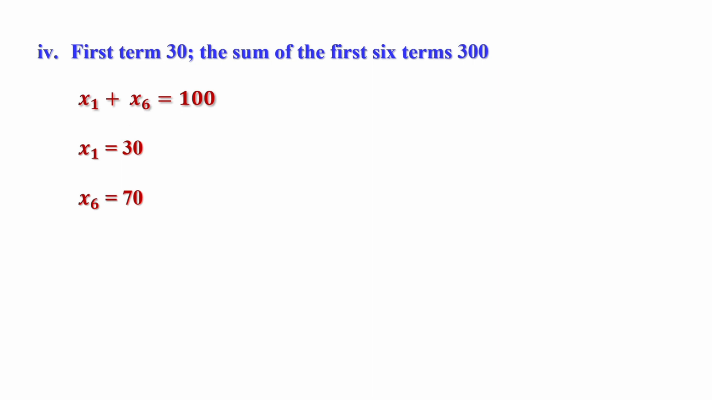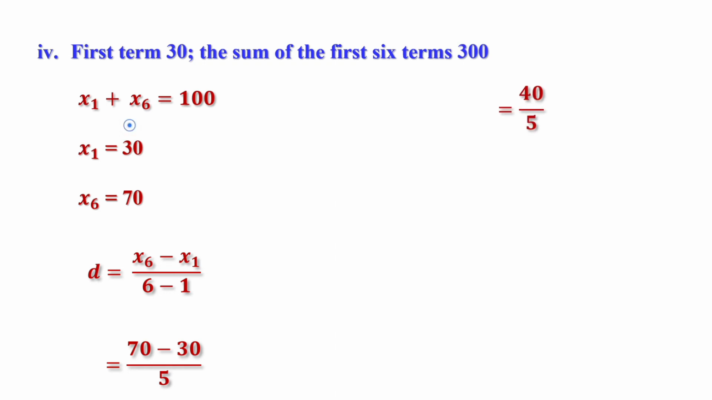Now common difference equal to 6th term minus first term by 6 minus 1. That is 70 minus 30 by 5 or 40 by 5 and that is equal to 8. First term is 30, common difference is 8. So the terms are 30, 38, 46, 54, 62 and 70.